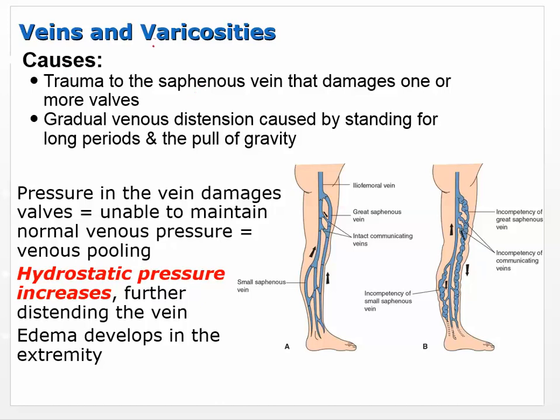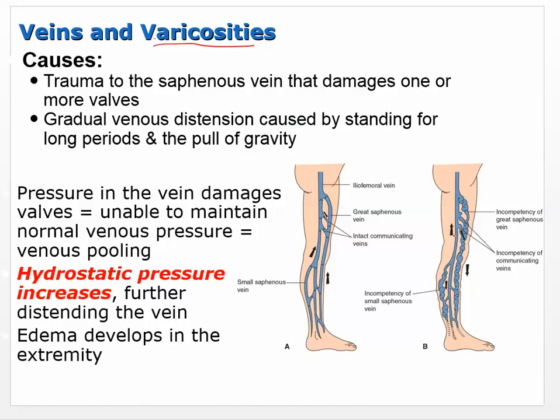So a varicosity is usually somehow related to valve damage. Okay, and so this can be a serious collection of blood in the veins, usually in the legs. So trauma to the saphenous vein that damages one or more valves, gradual venous distension caused by standing for long periods, and the pull of gravity.